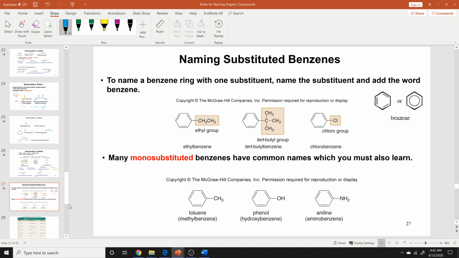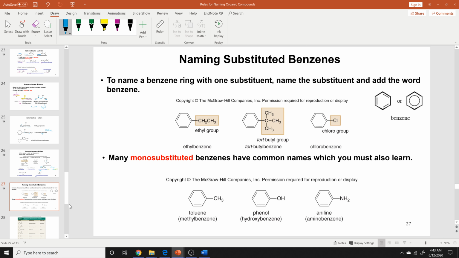Whenever you want to name benzenes, substituents on the benzene can be one substituent, two substituents, or three or more substituents. If you have one substituent on the benzene, that is easy to name. Just name the substituent, stick the word benzene to it. Now, some of these are called common names. Other benzenes, whenever you have one substituent on them, we prefer to name them with common names.